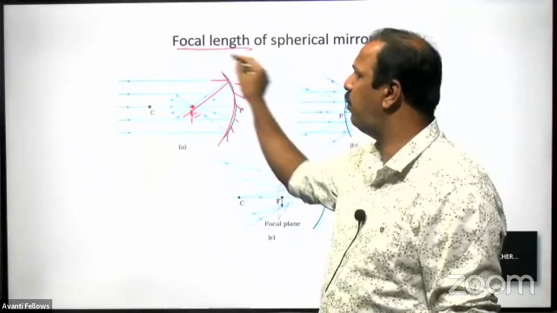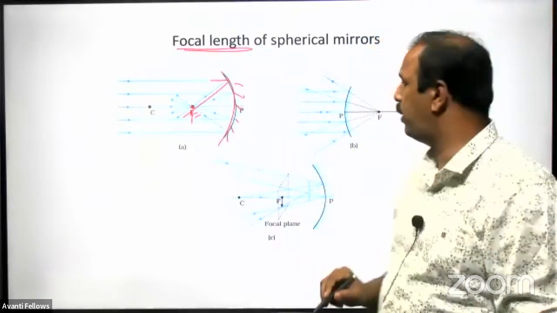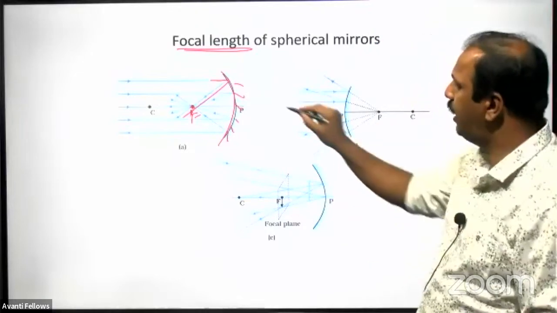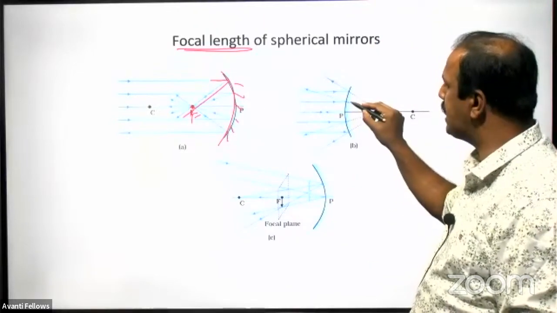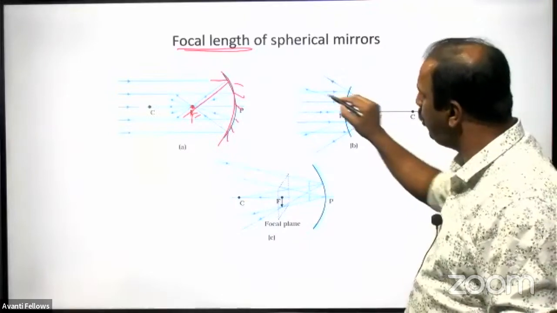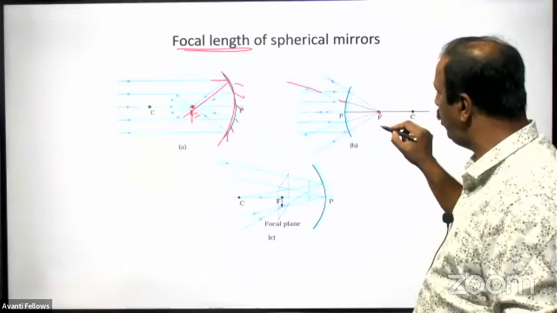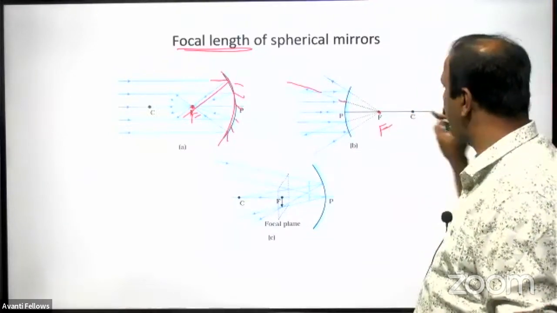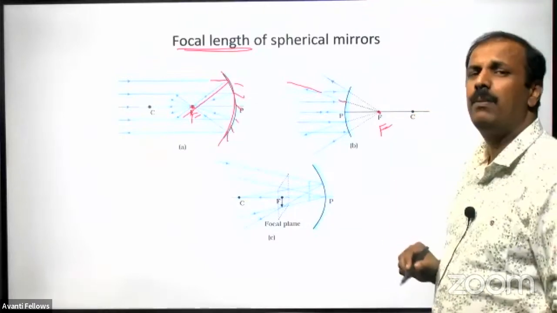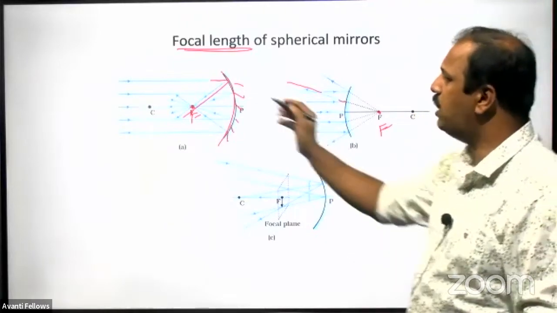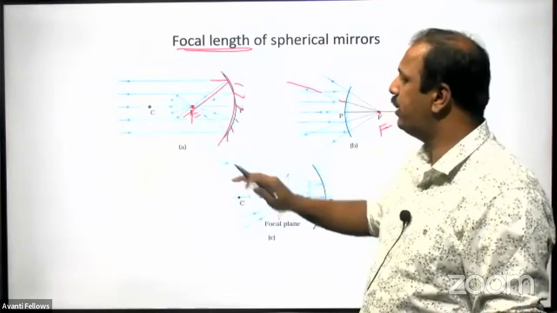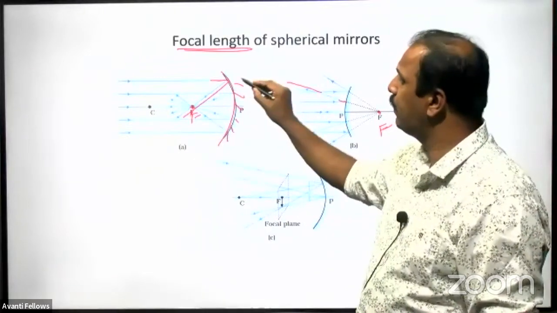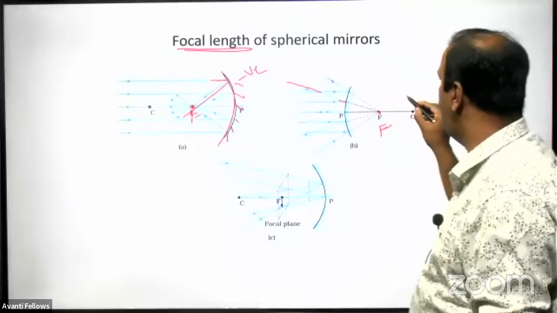Actually, we are discussing focal length, but this is the principal focus. Here you see, the rays coming parallel to the principal axis will appear to diverge from a point on the principal axis. That is called the principal focus. Here the principal focus is on that side, so its focal length will be negative. Here it will be positive.